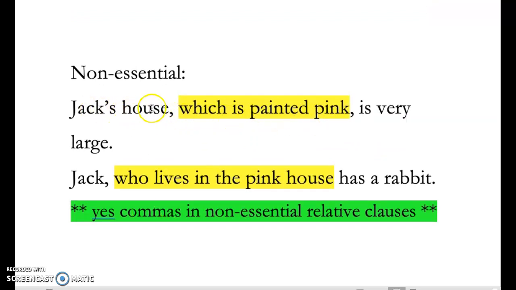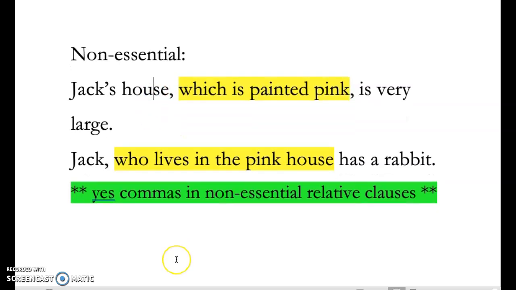So in this case, Jack's house. So we know what we're talking about. We're talking about Jack's house. And I'm adding what I think of as bonus track information. It's nice to know, but it's not essential for me to know which house I'm talking about. Jack's house, comma, which is painted pink, comma, is very large. This information is nice, I'm glad to know it, but it is not essential for me to know which house I mean.